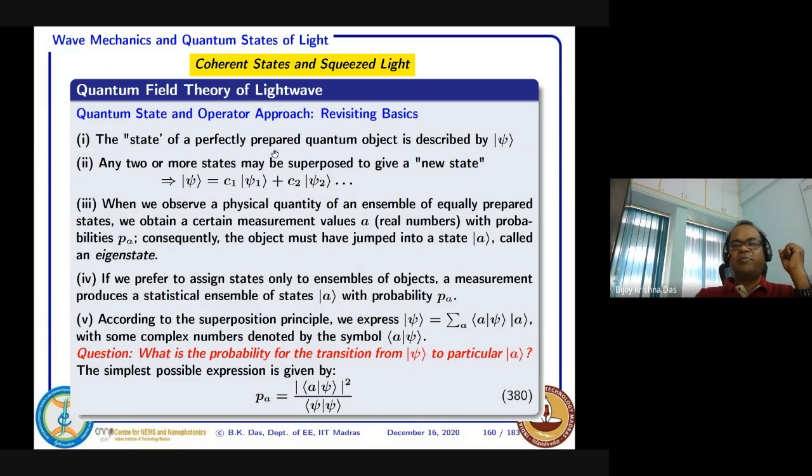The first point: the state of a perfectly prepared quantum object is described by ket psi. That is what we know. The heart of quantum mechanics is superposition of states. Any two or more states may be superposed to give a new state. For example, if psi 1 and psi 2 are two pure states, that means well-defined states, you can form a linear combination to get a new state. C1 and C2 are the complex coefficients that we have discussed. So superposition is there.